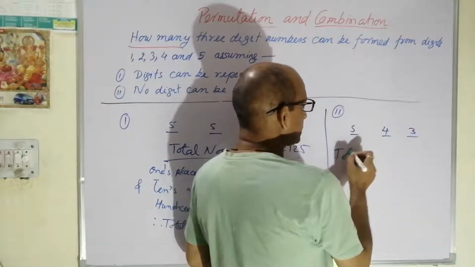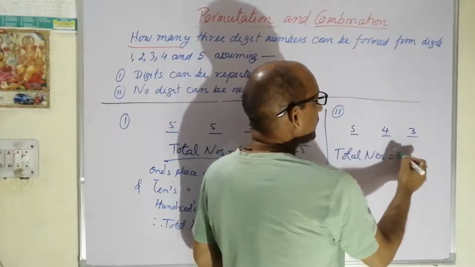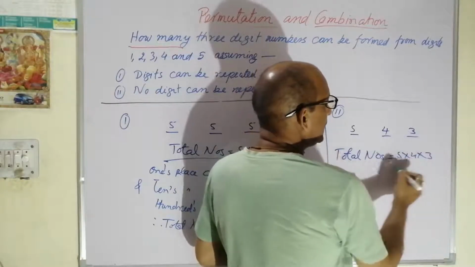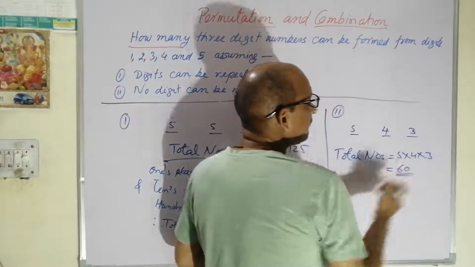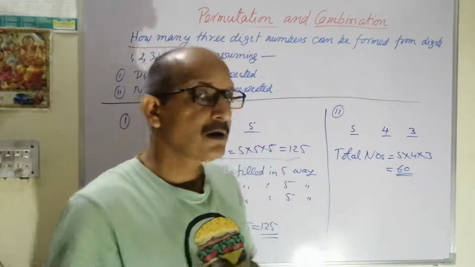So total numbers are 5 into 4 into 3, that is 60. So in this way, when repetition is not allowed, we can get only 60 numbers.